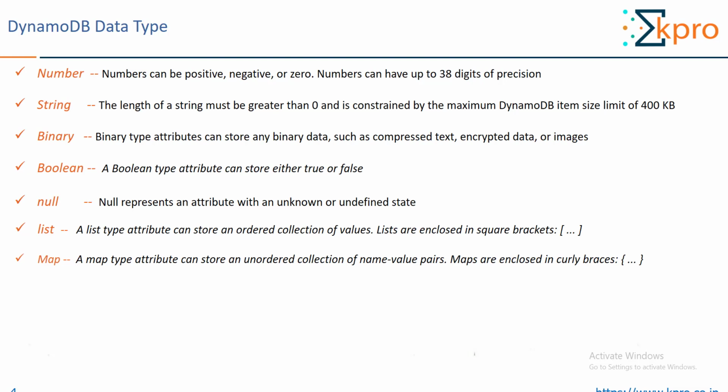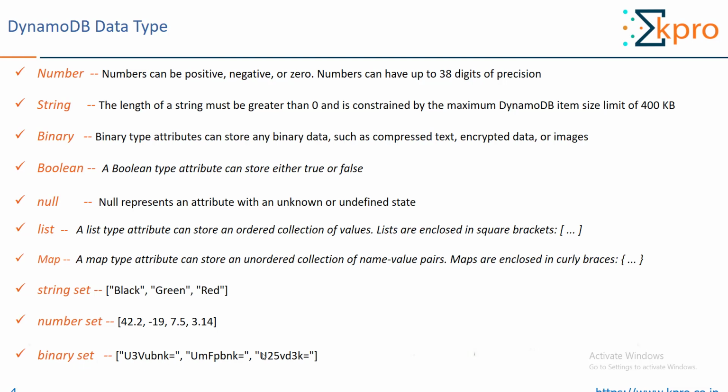What is JSON format? Any line which starts with a curly bracket and ends with a curly bracket, in simple language. String set: a string set can be a number of strings. Number set: it will be a list of numbers. One important point, a number set can have a combination of positive, negative and decimal point number values. Binary set: you can have a binary set of data.